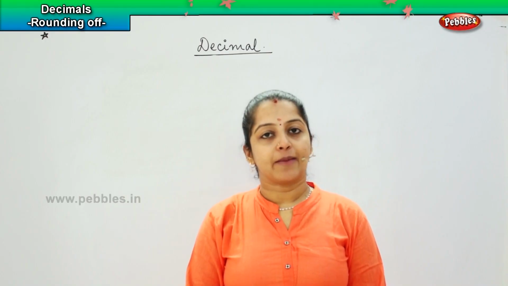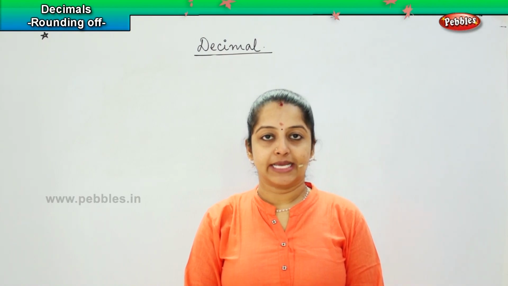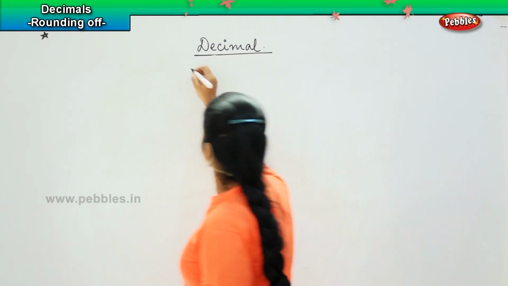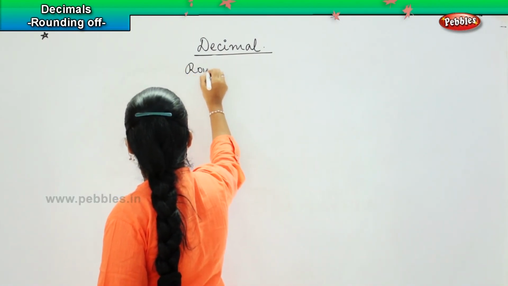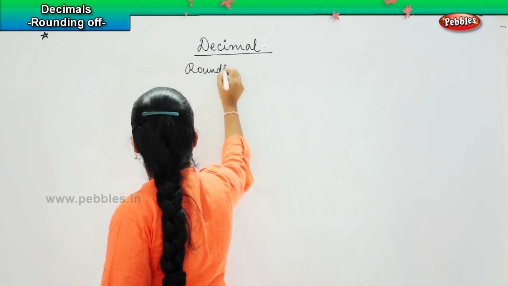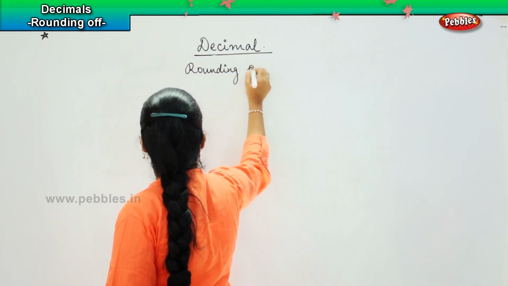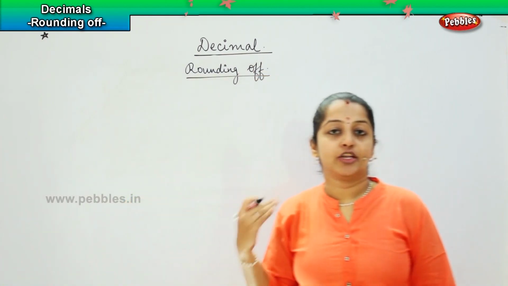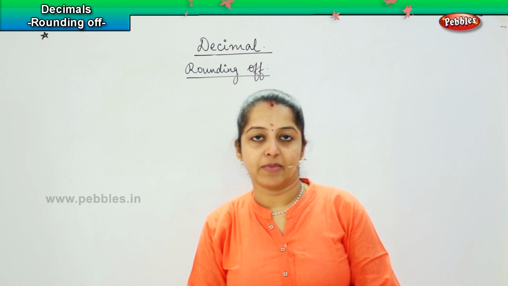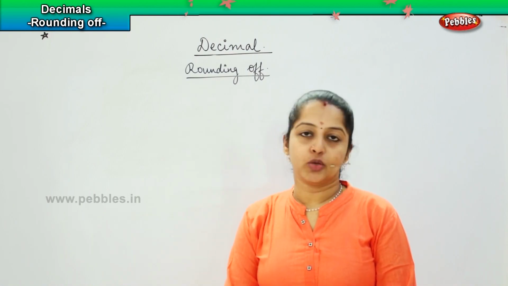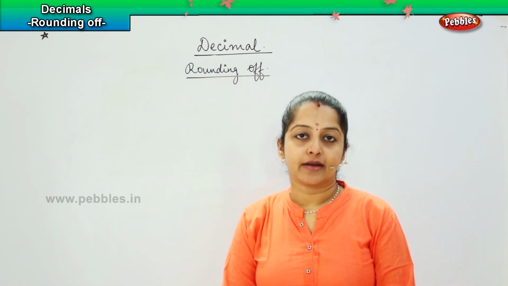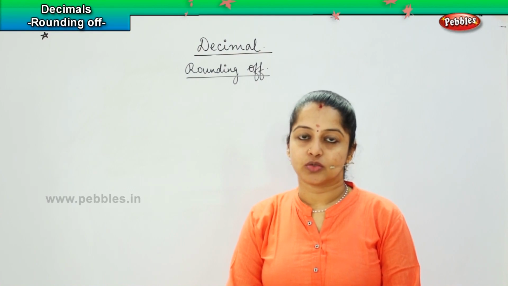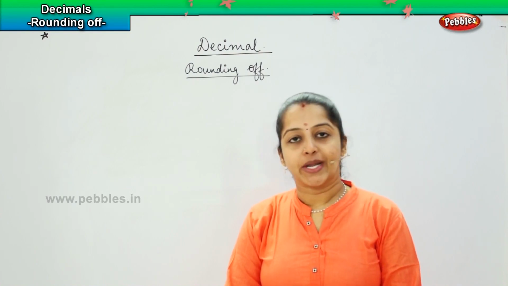The next concept that I am going to teach you in decimals is rounding off. So what do you mean by round off, children? You would have seen it in your school when your teacher rounds off the marks, right? For example, you get 28 and a half out of 30. So what does your teacher do? She will convert it into 29.